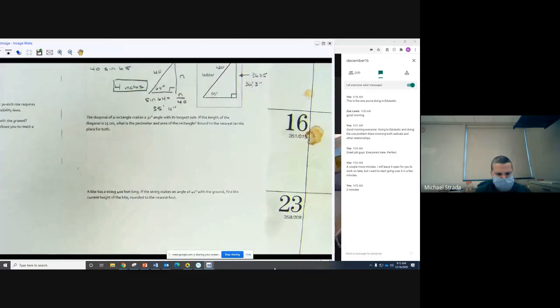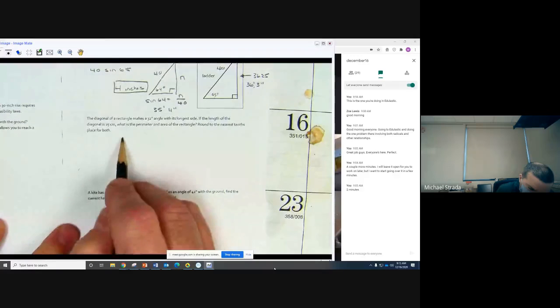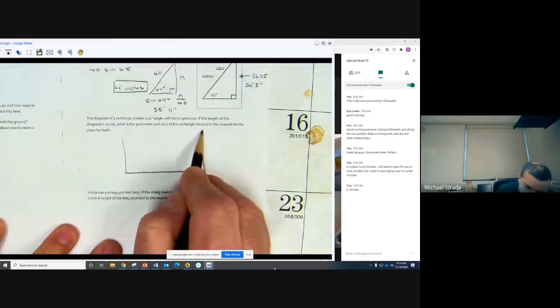All right, next one. A diagonal of a rectangle makes a 32-degree angle with its longest side. If the length of the diagonal is 15 centimeters, what is the perimeter and area of the rectangle, rounded to the nearest tenth place for both?